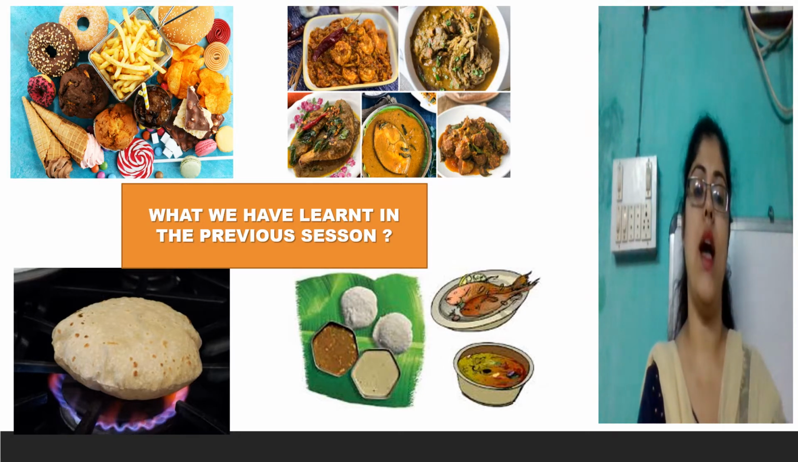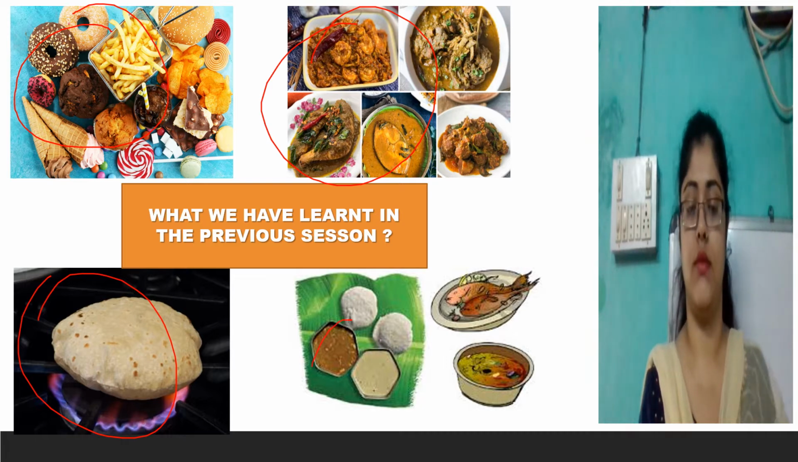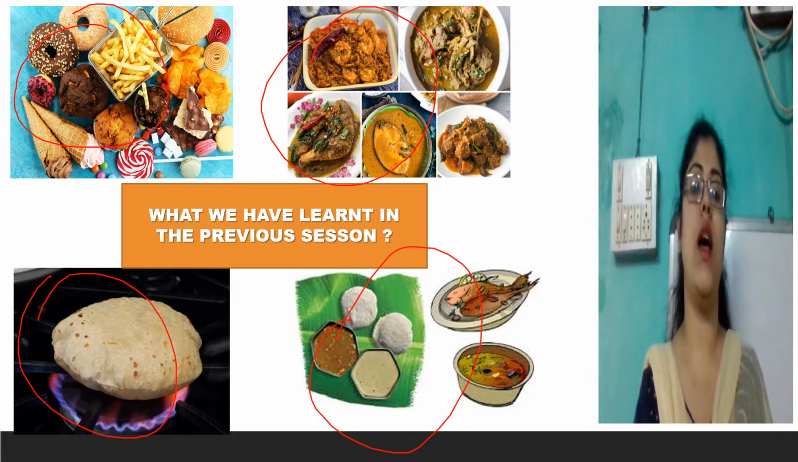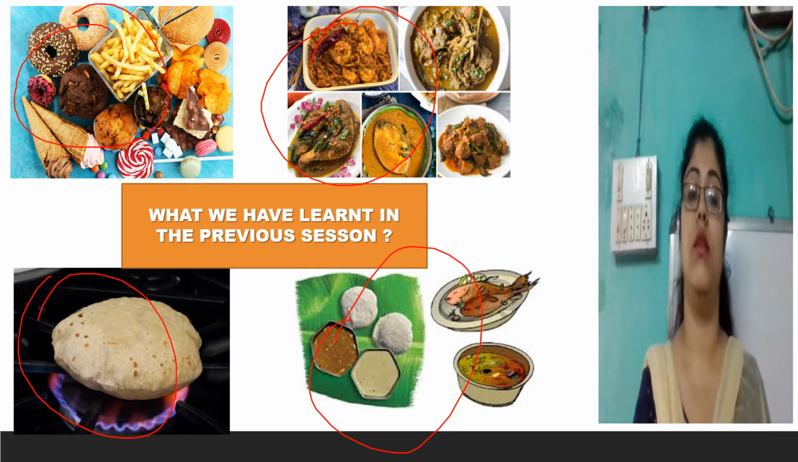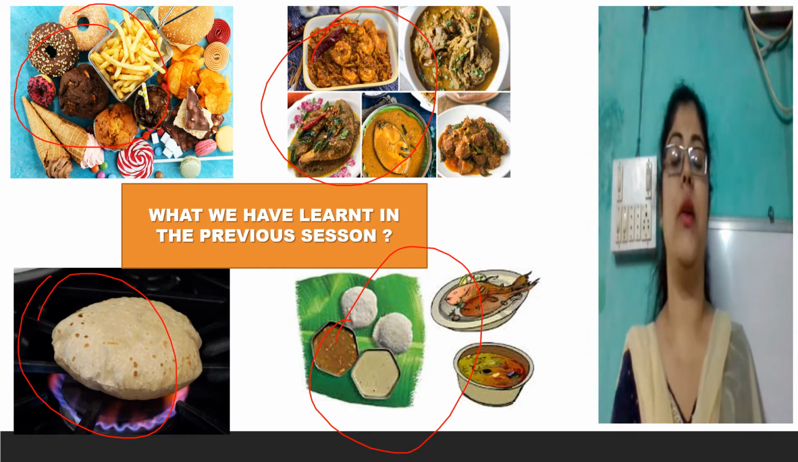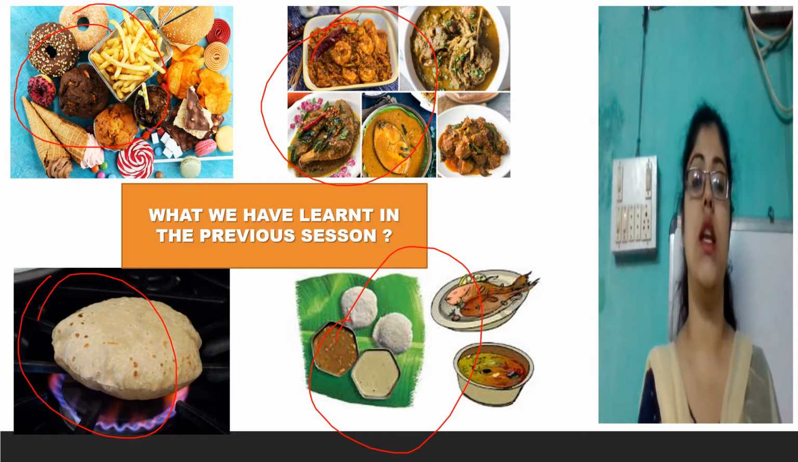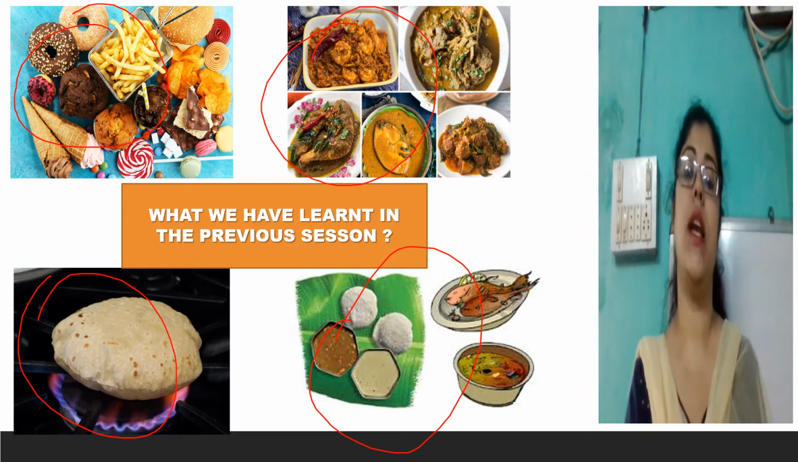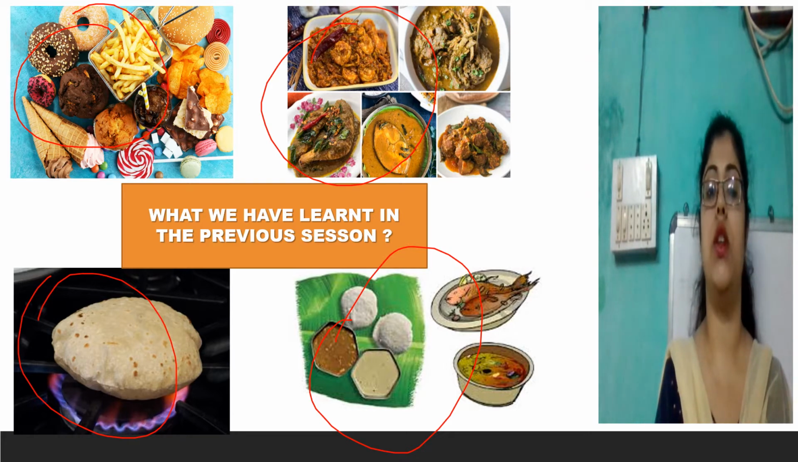Well class, you have some pictures given as a hint and you have to simply write in the comment section what we have learned in the previous class. Okay class, you have only 3 seconds, so you have to answer very quickly. Very good class. So, yes, we have done the ingredients, food sources and different food sources like plant sources and animal sources, right? So now let's move forward to the question.